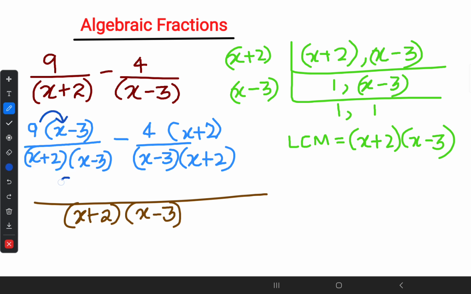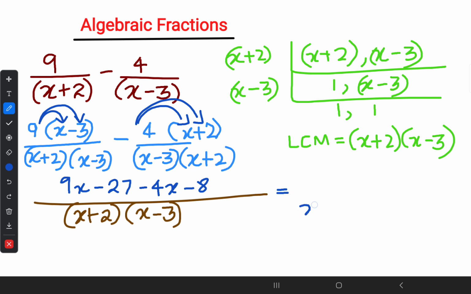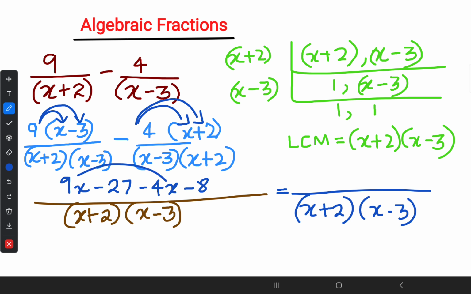9 times x is 9x. 9 times negative 3 will become negative 27. Negative 4 times x is negative 4x. Negative 4 times positive 2 is negative 8. Then the denominator is x plus 2 times x minus 3. In the numerator we have 9x minus 4x, which will become 5x, and negative 27 and negative 8 together will become negative 35. This would be the correct answer for the question.